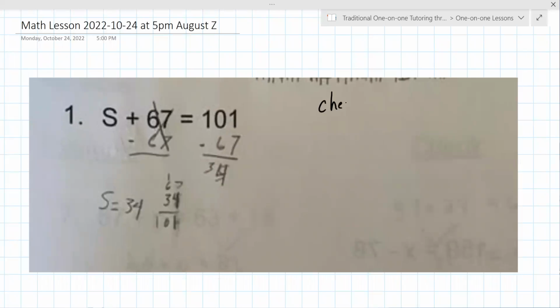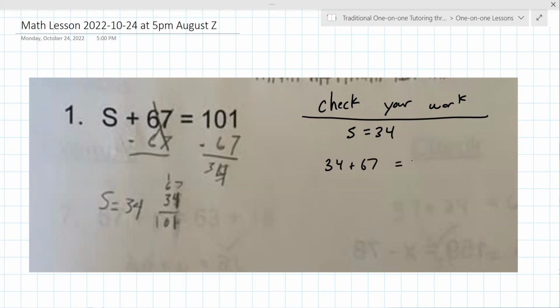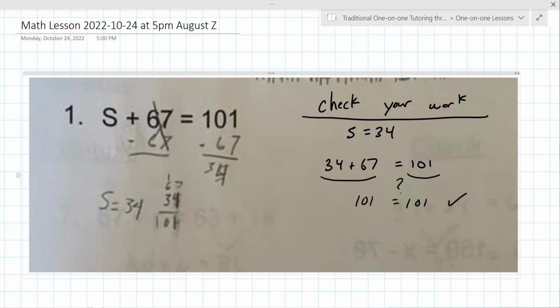Now, one thing I did notice is that your instructor really wants you to check your answer. Yes. Check your work. Okay. So your answer is S equals 34. So you actually start with your answer, and then you rewrite the equation with that number in it. And it's really a question. You're saying, is the left equal to the right? Your instructor is looking for something like this. It's also a way for you to decide, did I do it right or not?